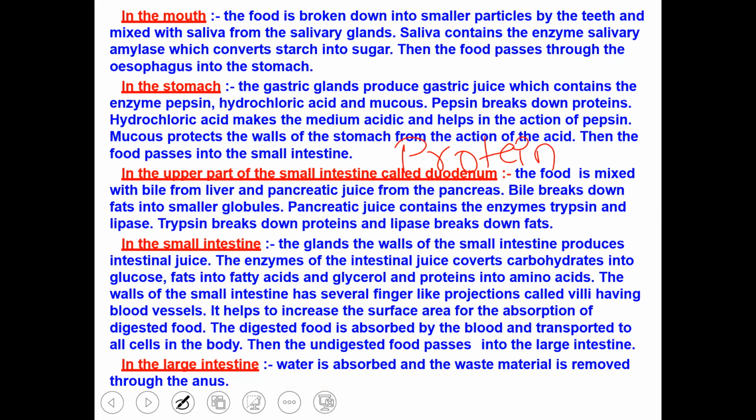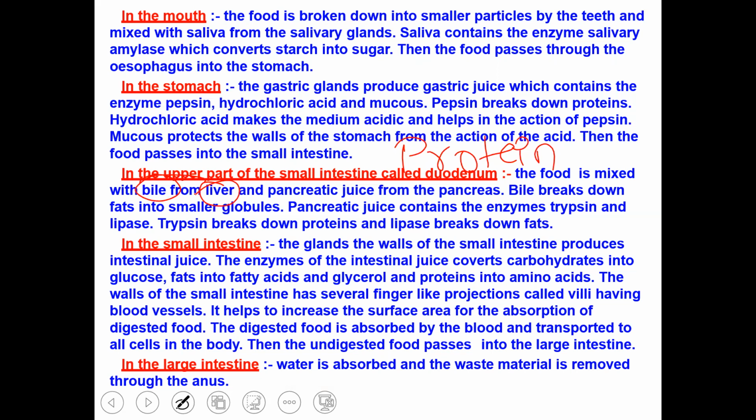Then in the upper part of the small intestine, which is called duodenum, the food is mixed with the bile juice. Bile juice is a secretion from a liver. And food will mix with the bile as well as pancreatic juice. Pancreatic juice means the juice released from pancreas. What does this bile do? This bile juice breaks down fats present in our food into smaller globules or smaller structures.